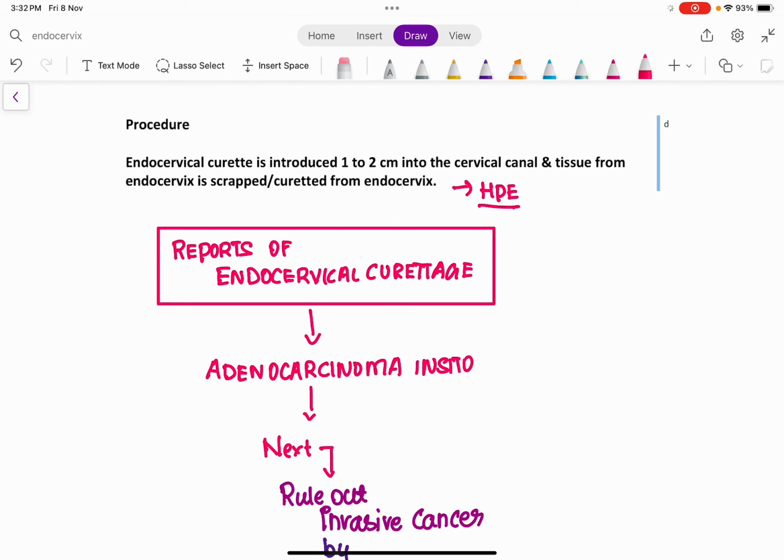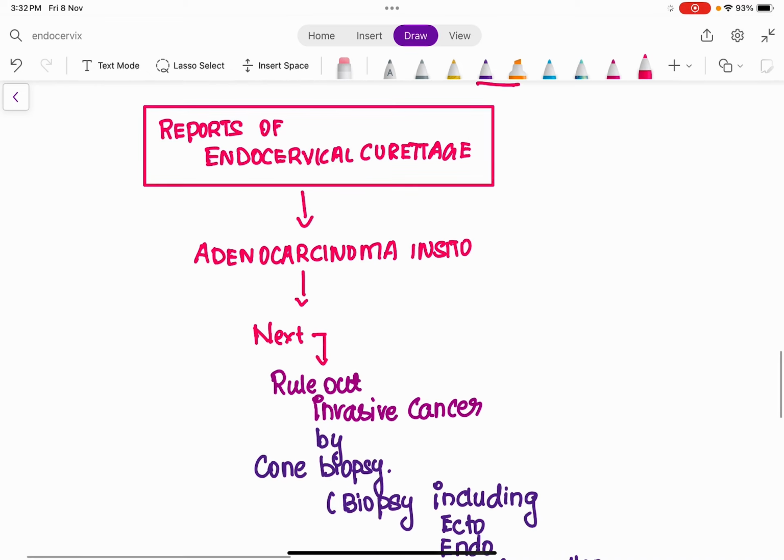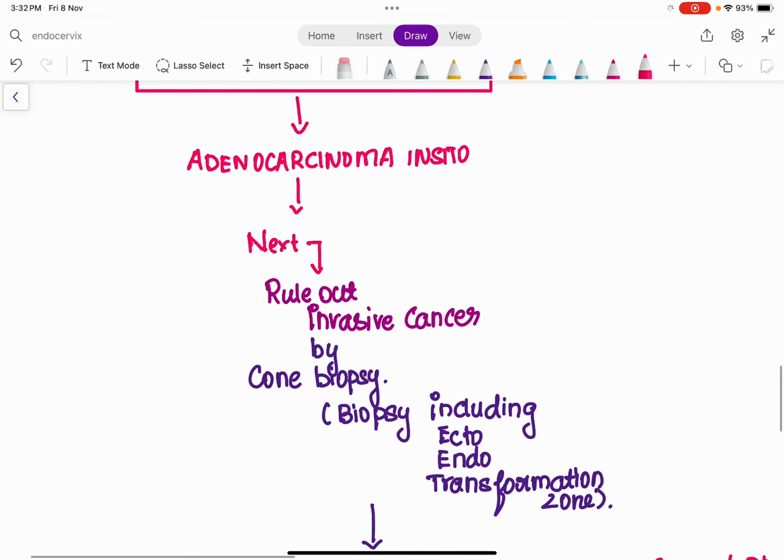Now you have finally sent the report for histopathological examination. Now the report is going to come from a histopathologist, right? Since the type of epithelium present in the endocervix is the columnar type of cells, the report may be negative or it might be positive, and if it is positive, it will come like adenocarcinoma, right?